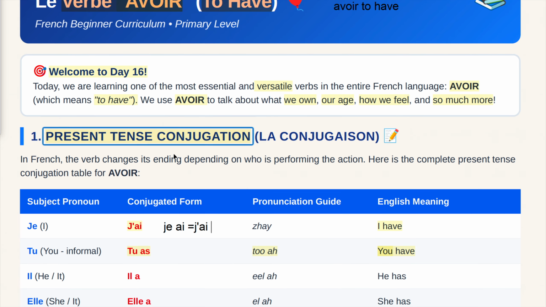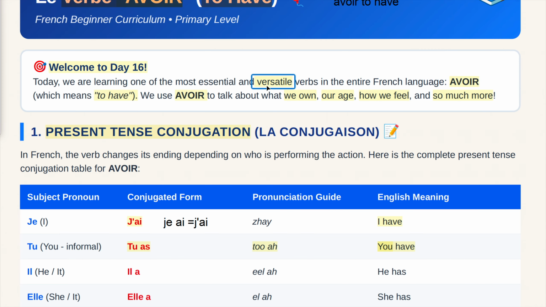D'accord? So this verb is very versatile. Versatile means it's dynamic, having different forms.